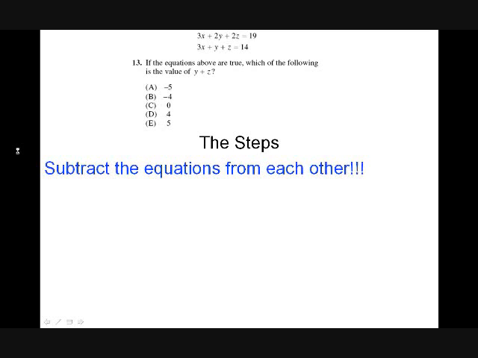When we take the top equation and subtract the bottom, we get y plus z is equal to 5. 3x minus 3x will cancel out. 2y minus y gives us y, and 2z minus z gives us z. 19 minus 14 gives us 5. So y plus z is equal to 5. So your answer would be E.